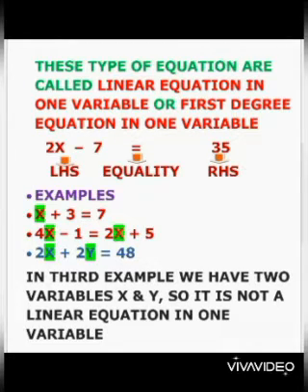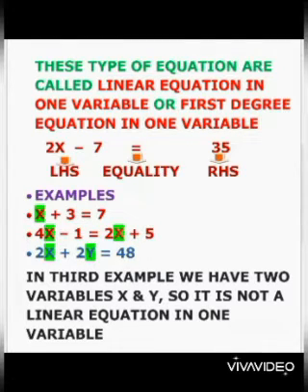Now, let us see a few examples which are linear equations in one variable and which are not. Let us see the first example, x plus 3 is equal to 7. This is a linear equation in one variable. And the next one is 4x minus 1 is equal to 2x plus 5. This is also a linear equation in one variable.